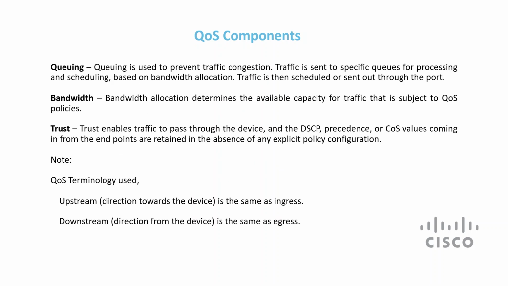Queuing helps prevent congestion by sending data to specific queues for processing. Data is then sent out based on bandwidth allocation. Bandwidth allocation determines how much capacity is available for data, subject to QoS rules. Trust mechanisms in network devices help keep data quality consistent. When a device trusts incoming data, it passes through with its priority settings intact in the absence of any explicit policy configuration. Upstream references data coming into the device, ingress. Downstream references data leaving the device, egress. This ensures that important data gets treated the same way across the network.